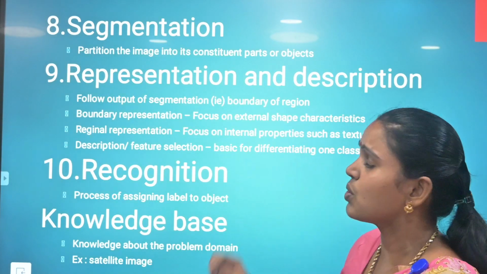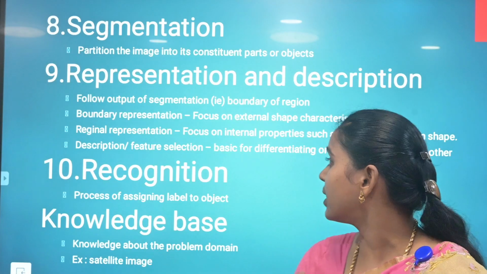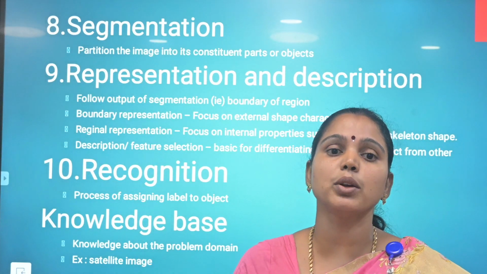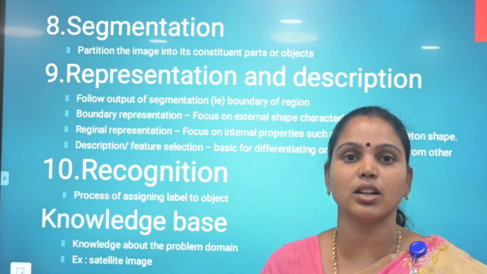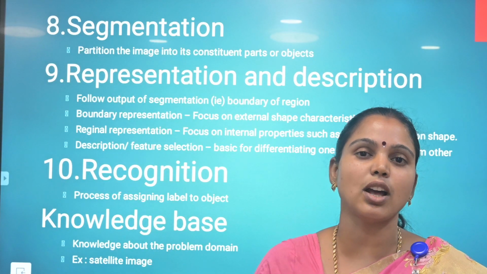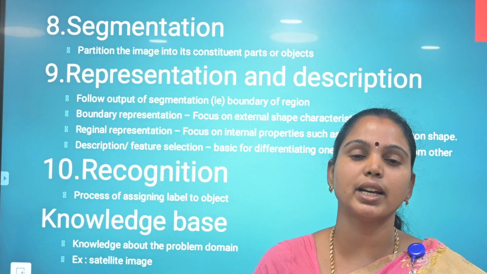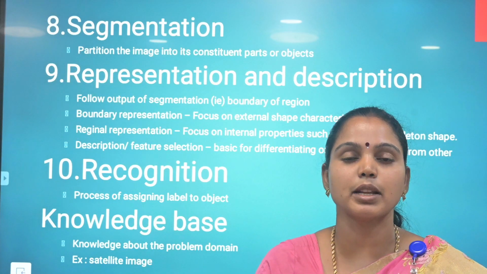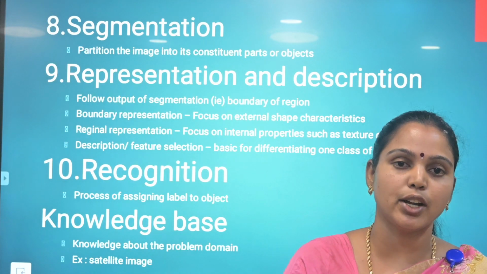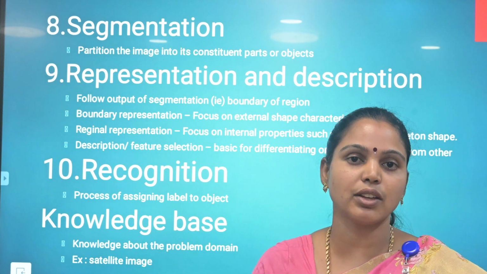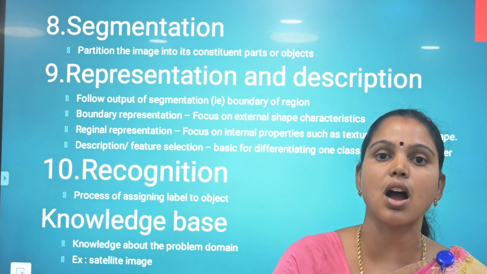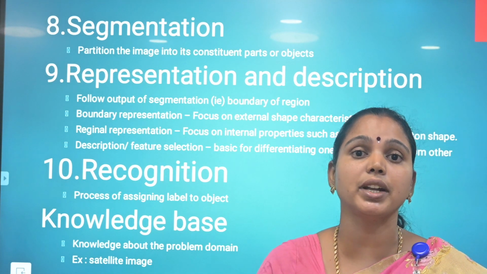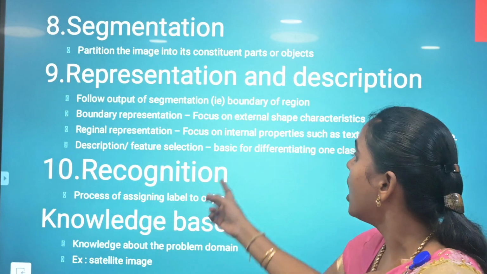And the next one, description. Description refers to differentiating one class of object from another class of object. While we are extracting the objects, there are a lot of objects there. For example, while we are extracting some animals in the image, there may be a dog, there may be a cat. We have to differentiate which one is dog and which one is cat. So differentiating these objects is referred to as the description.